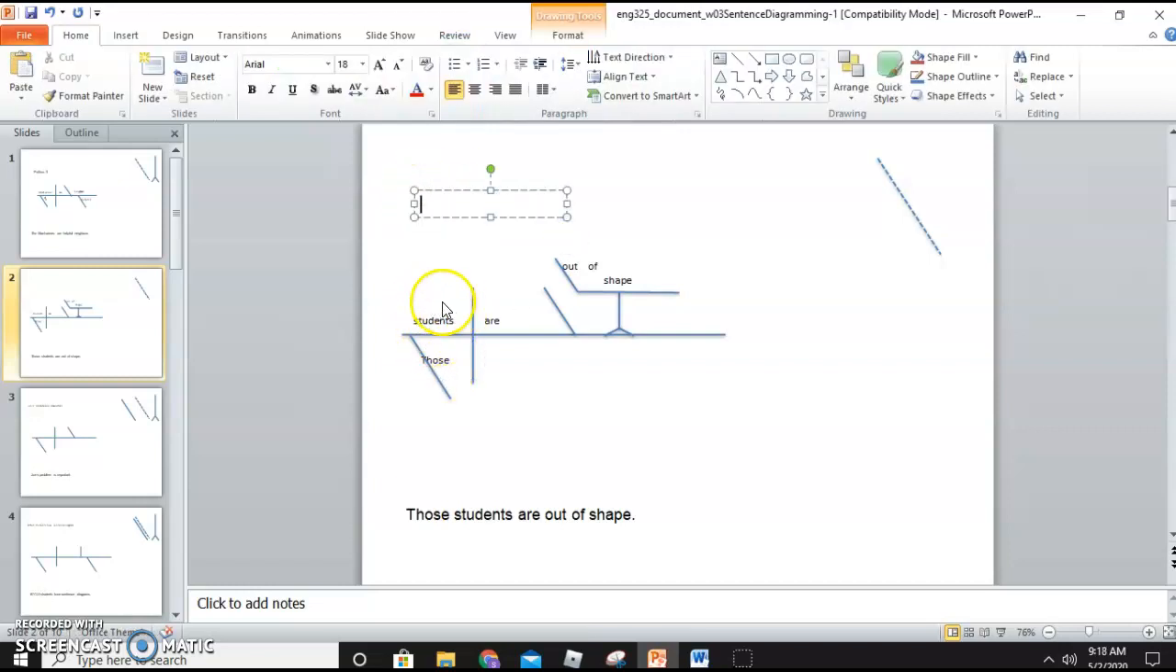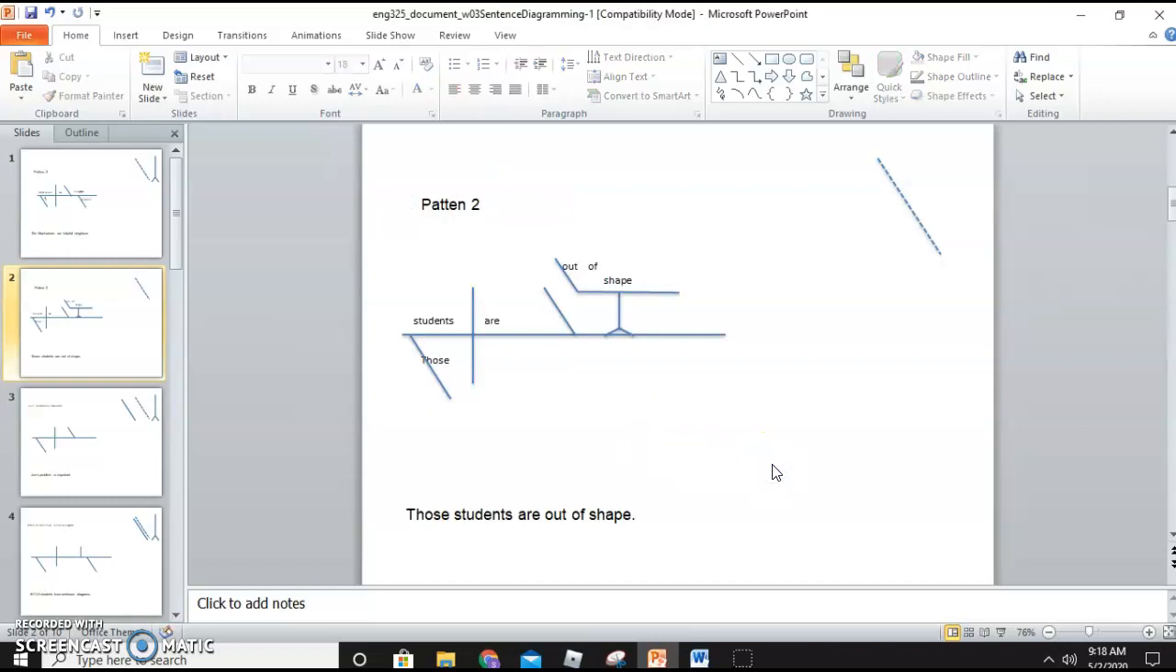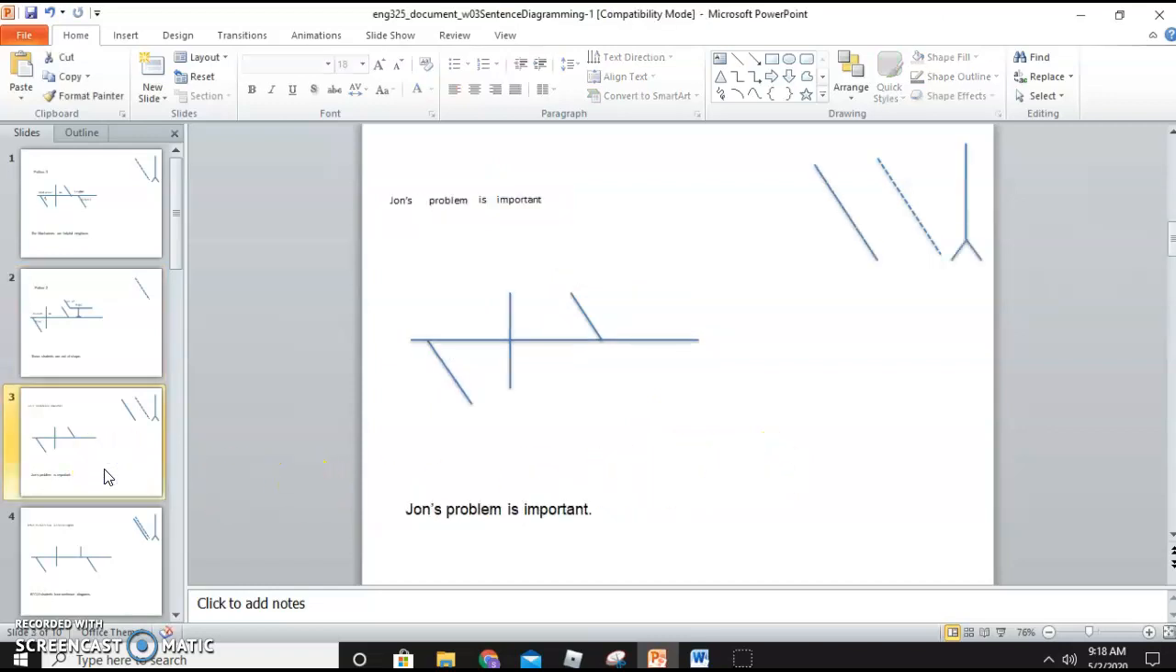So I have students as my subject. I have a be verb. And then I'm just simplifying this and seeing it as an adjective. So subject, be verb, adjective makes it a pattern 2. And now I am done with that sentence.